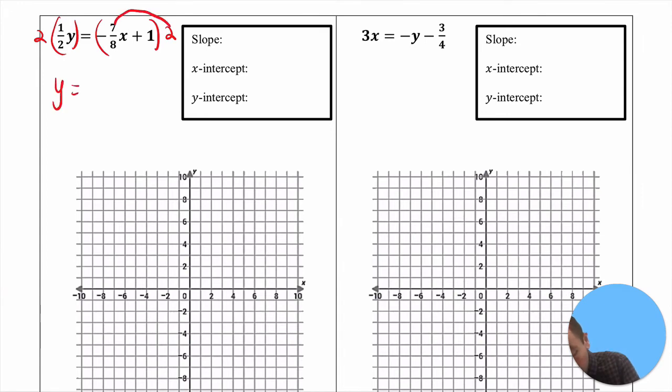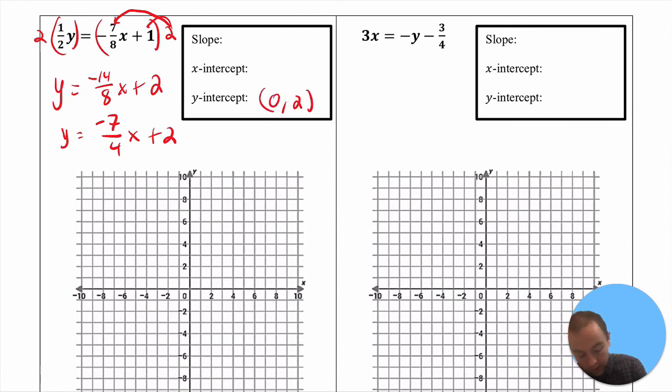So when you do 2 times negative 7/8, you end up getting negative 14/8 x. And then 2 times 1 is plus 2. You can reduce down the negative 14/8. It reduces down to negative 7/4 x and then plus 2. So because of the plus 2, you know your y-intercept is going to be at a positive 2, so that's going to correspond to that starting point right there.